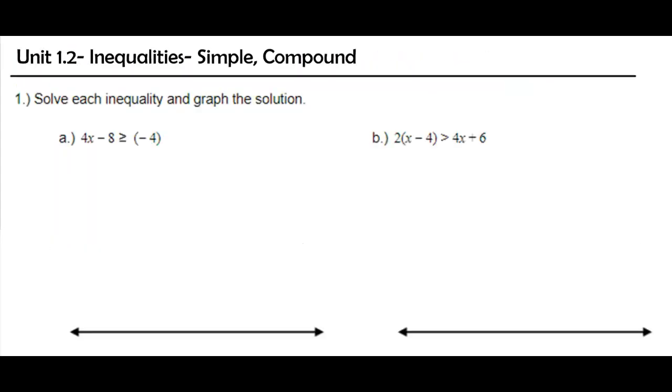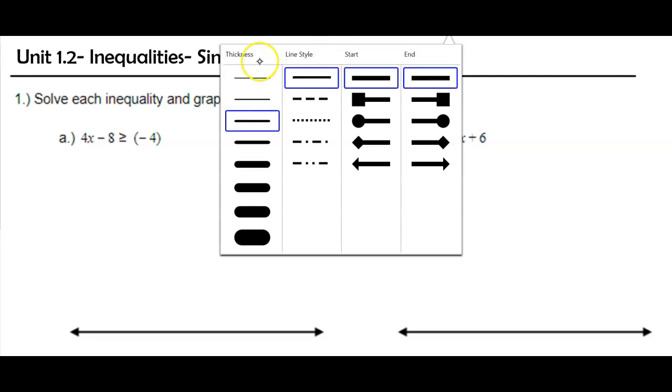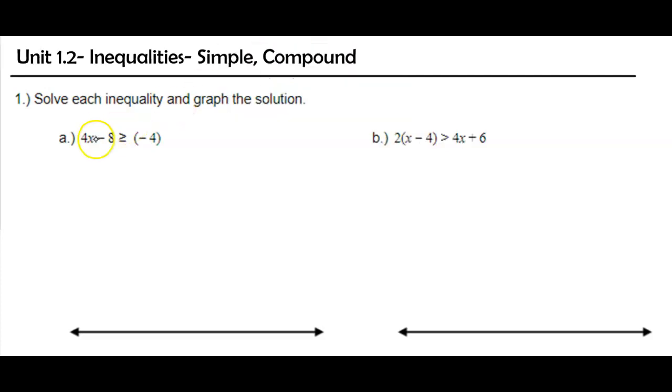Pretty short and sweet. So the first ones, we're going to solve these very similar to how you would solve an equation. The only difference is now we've got a greater than, a less than, a greater than or equal to, or a less than or equal to sign instead of the equal sign. So solve them the same way. What I want to do is isolate the x value. I can do that by adding 8 to both sides here.